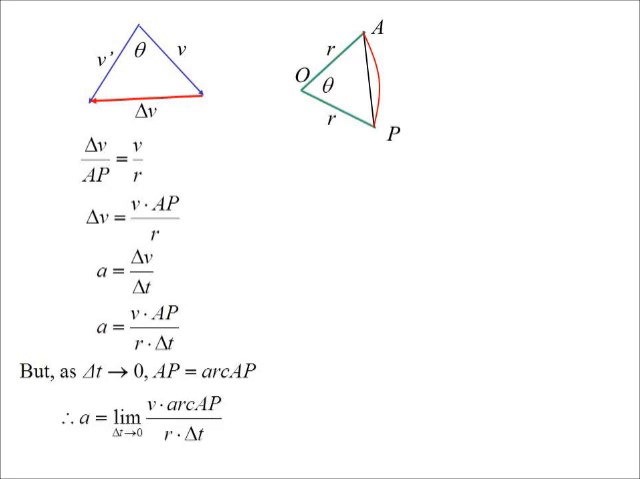So now I could write it like this. The acceleration is the limit as that change in time approaches 0 of V times the length of the arc AP over R delta T. Well, we know distance equals speed times time.